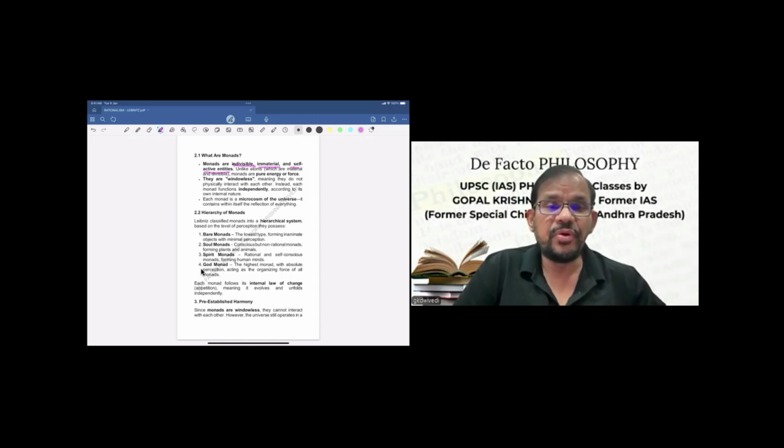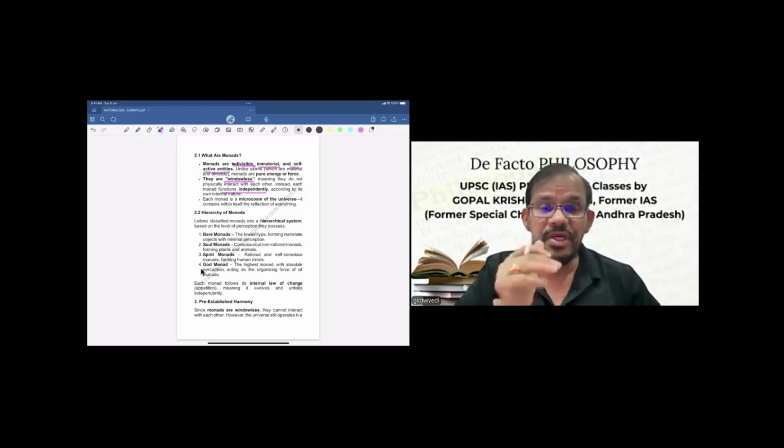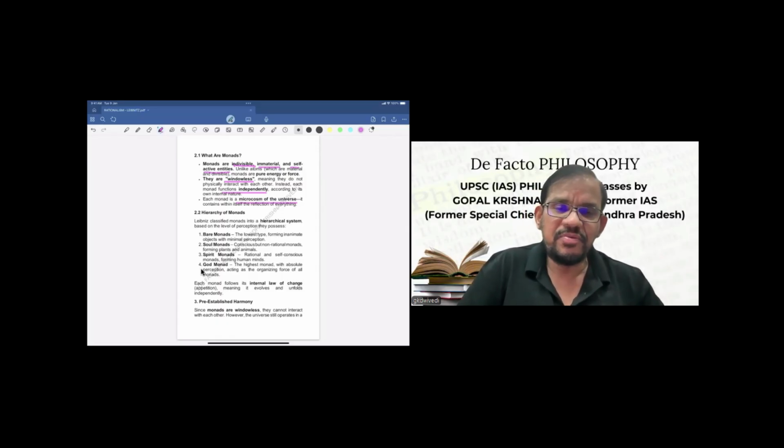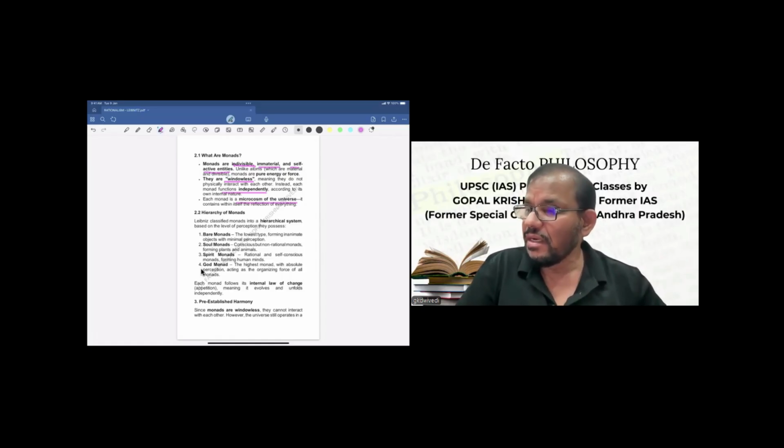So they are a source of pure energy. But again, what Leibniz has given is that they are windowless. They don't contact each other. They function independently without affecting each other. So each monad is a microcosm of the universe. This is again an interesting thing he has told. In Leibniz's philosophy, monads are very, very important metaphysically. This we should know, because whatever question comes, you have to definitely mention monads and monadology, at least briefly. His philosophy is very closely connected to this monadology.